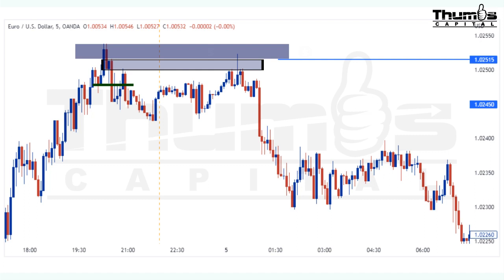So sell order will be here with stop loss few pips from this high. The order was activated here and price dropped from there. But price came back to run the first entry right here, although it didn't get to stop loss.